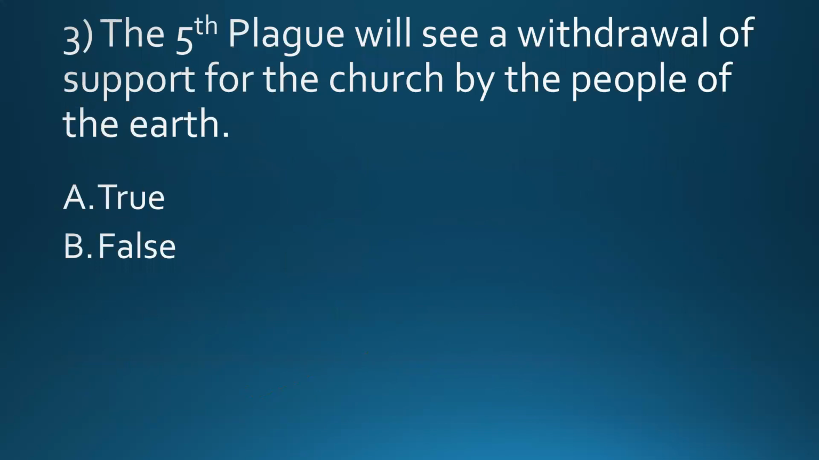The fifth plague will see a withdrawal of support for the church by the people of the earth. That is false. That will occur in the sixth plague, not the fifth plague. All right. So the fifth plague is about the sun getting hot and burning up the seat of the beast, which we said would be the home of the church itself. And that would lead to the sixth plague, where we'll then talk about the river Euphrates drying up and that kind of thing. So I hope you got that one correct.